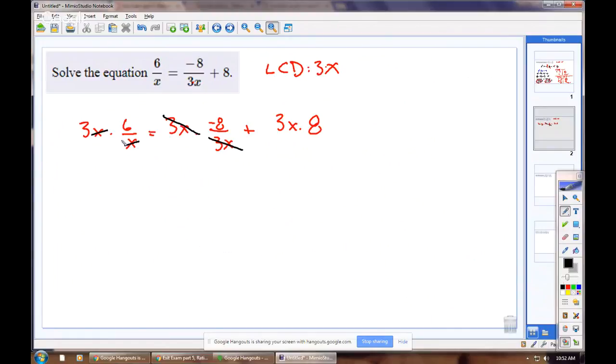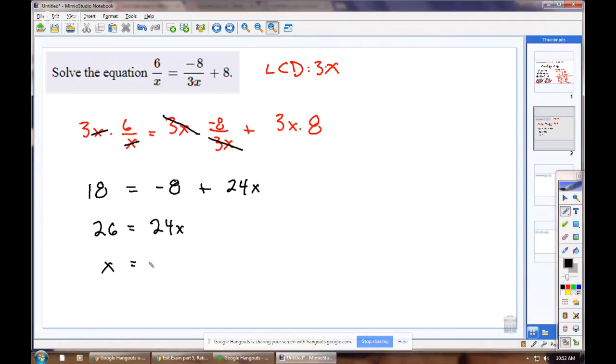So what's left is 3 times 6, or 18, equals, all that's left is the negative 8 there. And then 3x times 8 would be 24x. This is nice, no squares, so to solve for x, I need to move that negative 8 over. So I would add 8 to both sides. So 18 plus 8 is what? 26 equals 24x. And then divide by 24.